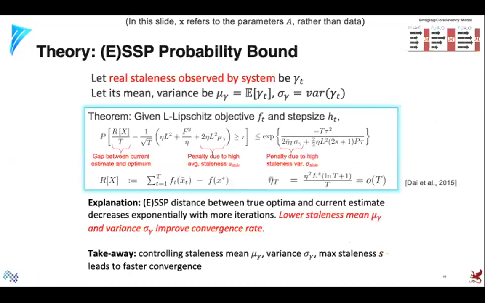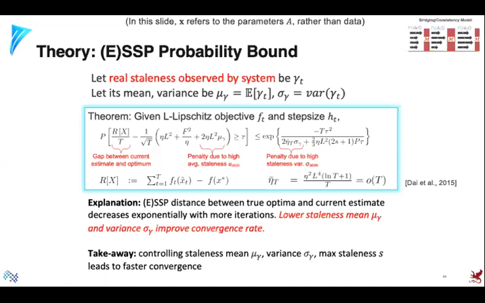And then this probability bound basically says that the probability that the parameters are greater than a modest threshold tau will decrease exponentially, that is to say 1 over exp t. And again, the familiar constants L, S, and P will modify the rate. But here we also upgrade the theory by introducing the concept of the average staleness and the variance of the staleness. And these are different from the maximum staleness. Like average and variance is different from maximum, right?